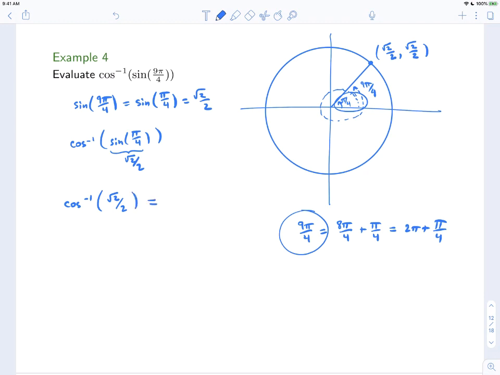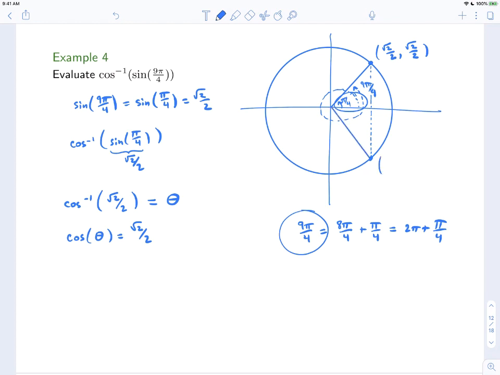Now this is going to be equal to some angle theta that we need to determine. Now theta is an angle such that cosine of theta is equal to the square root of 2 over 2. So that means we're looking for an angle theta on the unit circle so that the x-coordinate is the square root of 2 over 2. Well, we've already found one right here. If theta is equal to pi over 4, then the x-coordinate is square root of 2 over 2. There's another one, of course, because we're looking at the x-coordinate, which is square root of 2 over 2, and there's another one down here. This one, too.